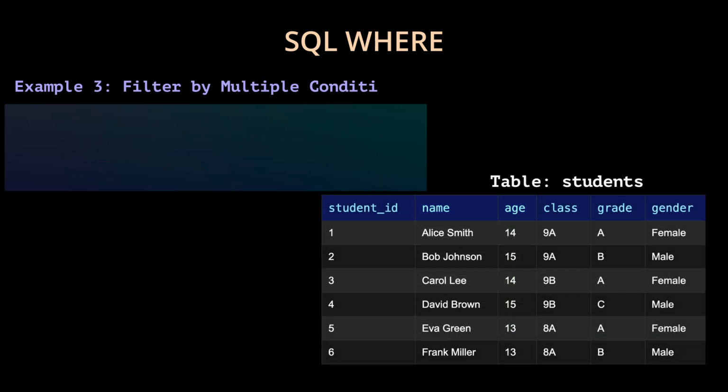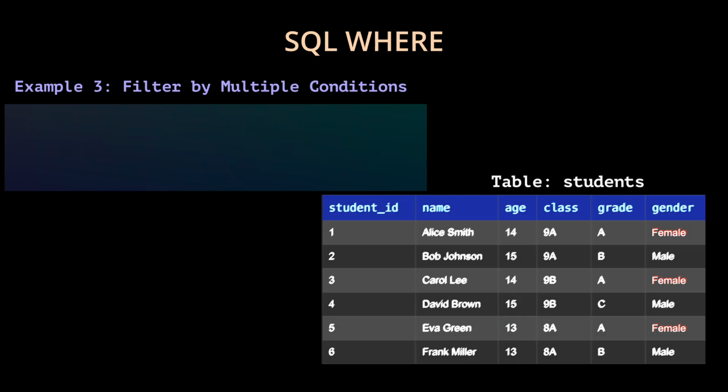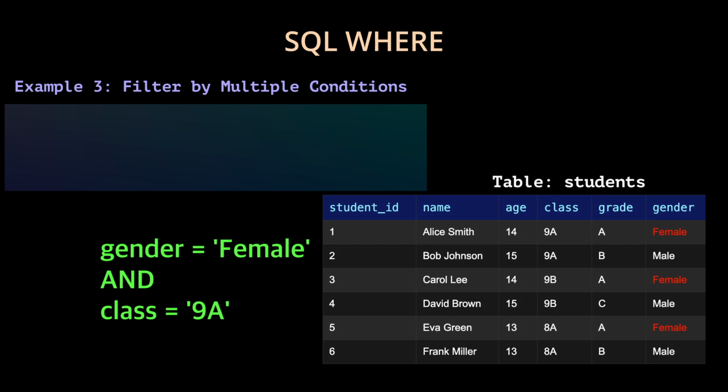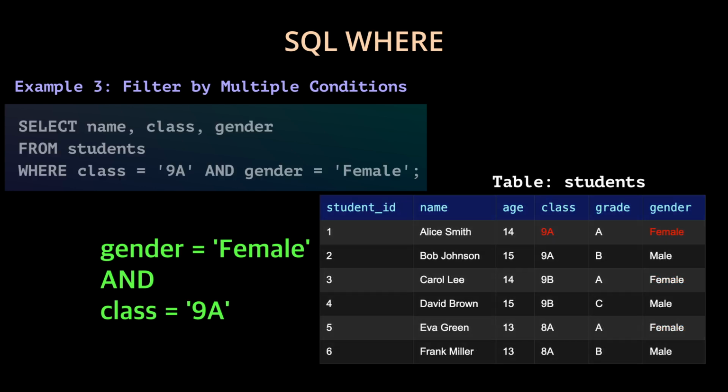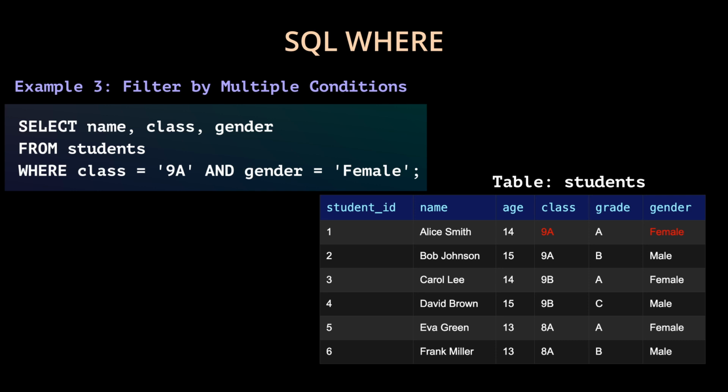Example 3. Filter by multiple conditions. What if we want to find all female students in class 9A? We can use the AND operator to combine conditions.